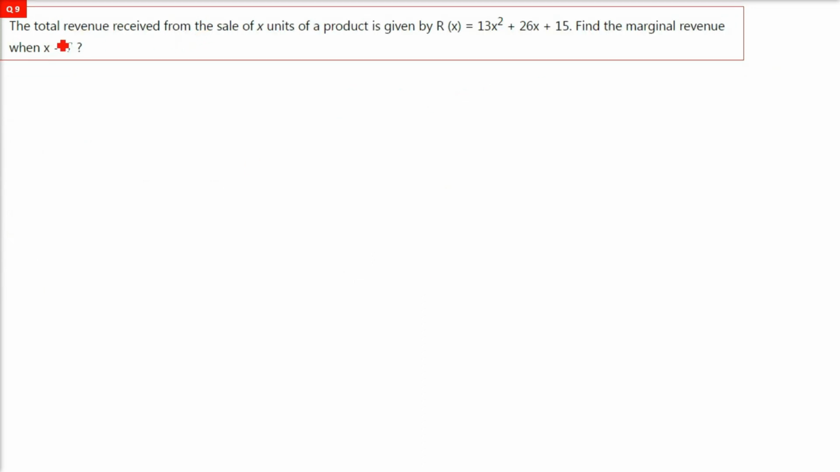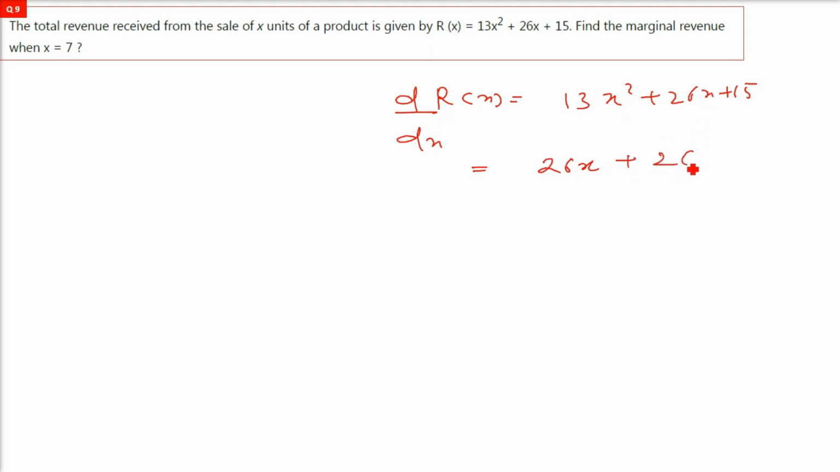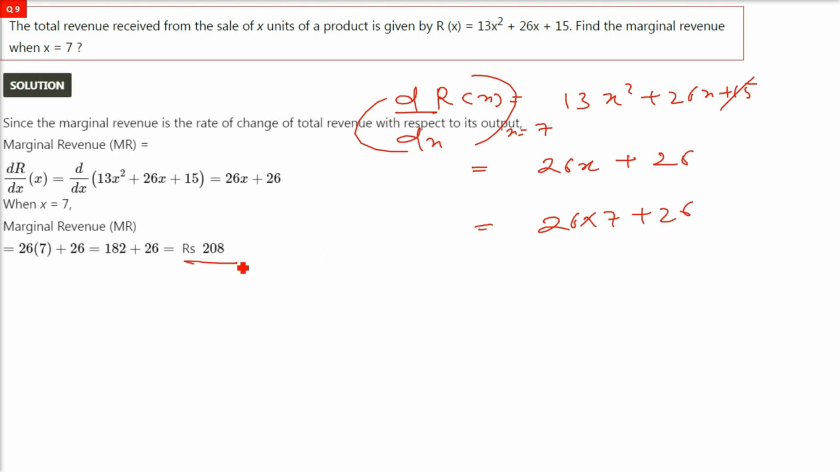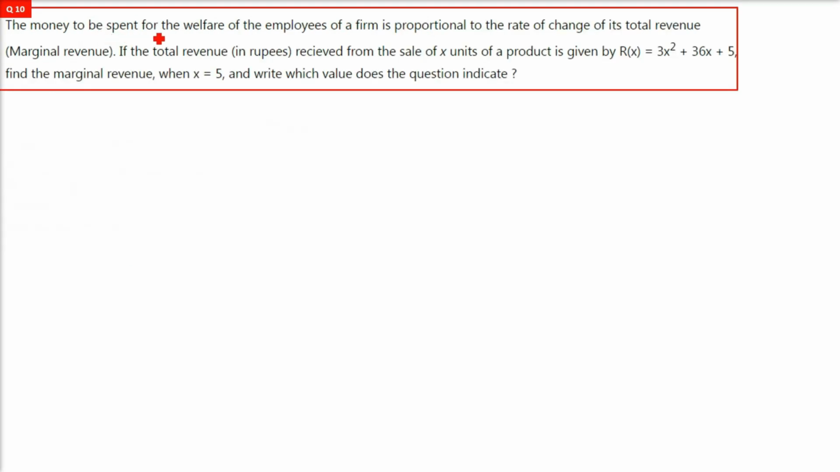This question is almost similar to the previous one. The total revenue received from the sale of x units of the product is given by this expression, and this expression has to be differentiated. We have to find the marginal revenue at x equals 7. Differentiate this, and after differentiation, in place of x, replace it by 7. So this is 13 x square, which is 2x, so it will be 26x. Here 26x will be 26 only. 15 will get eliminated, and x equals 7. It will be 26 into 7 plus 26, and that is going to be your final answer. And the final answer is in rupees, 208 rupees.